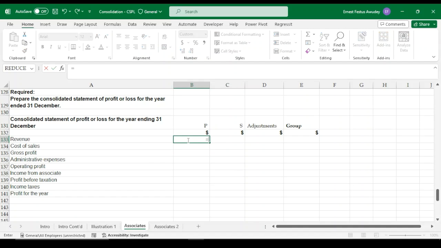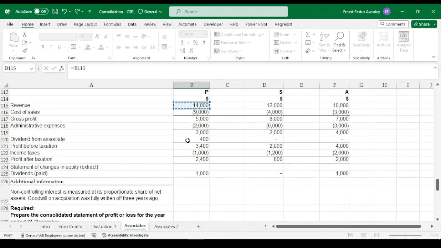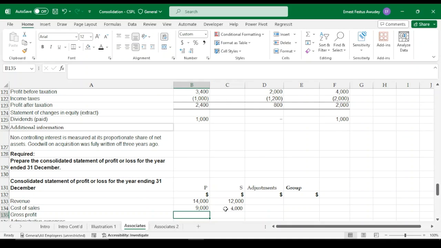So we have the revenue. We have our revenue figure there, and then I can copy this across using Control R. So we have our revenue 14,000. As I said, I'm going to leave the question in the video description so you can download it and follow along. So for S it is going to be 12,000. Then our cost of sales, we have 9,000 for the parent, and then 4,000 for the subsidiary.